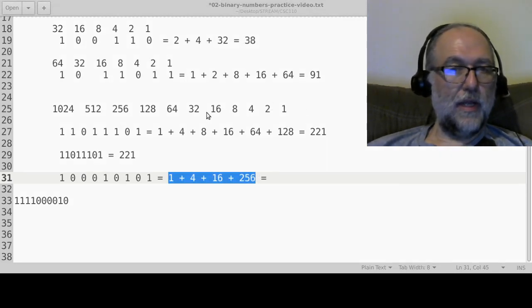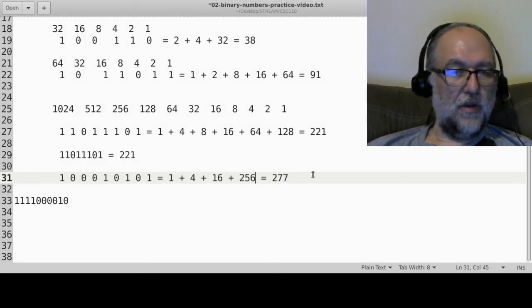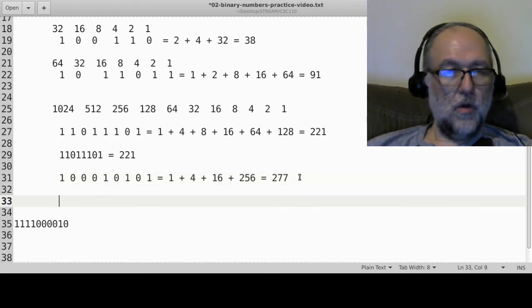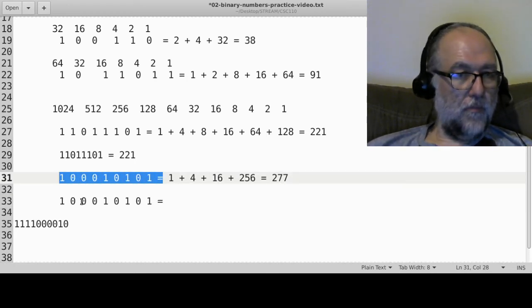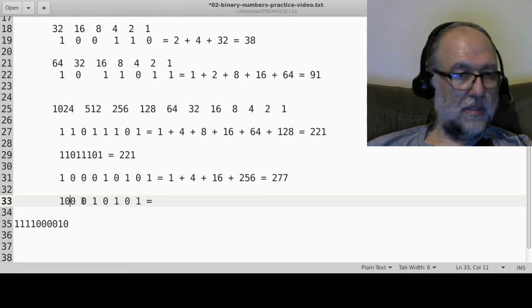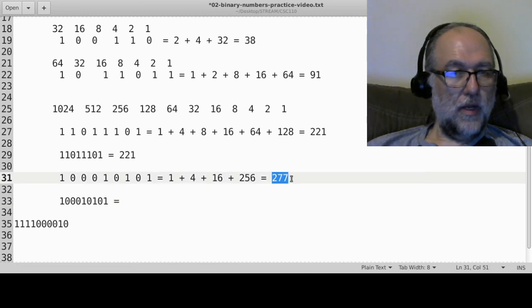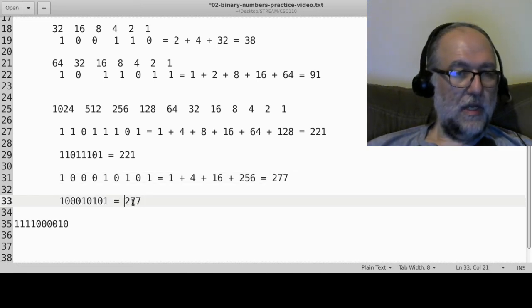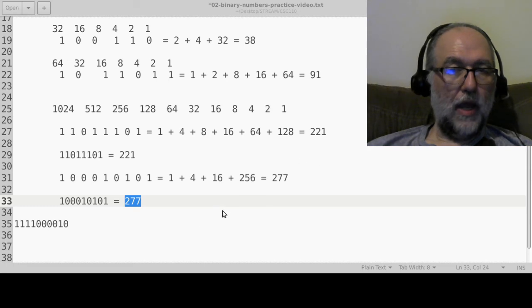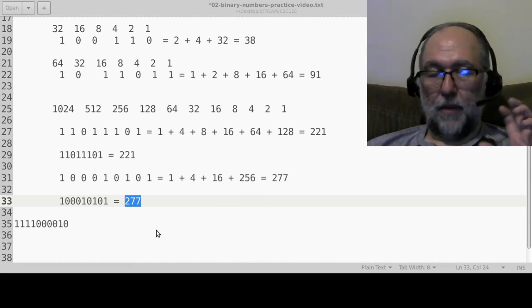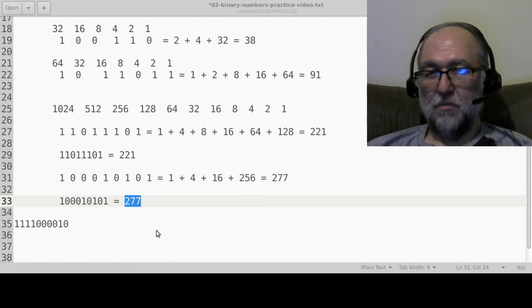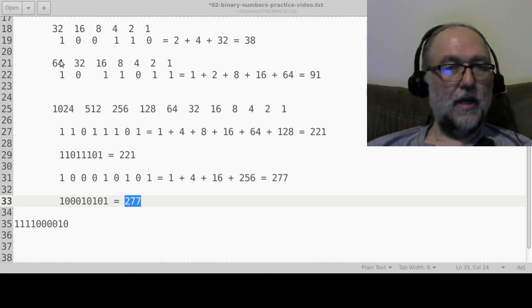Let me calculate it very quickly. That one is equal to 277. There you go. So this number here, get rid of all the spaces in there. That number there, interpreted as a binary number, is equal to this number here, 277, interpreted as a decimal number. Just keep in mind the number on the left is binary, the number on the right is a decimal.